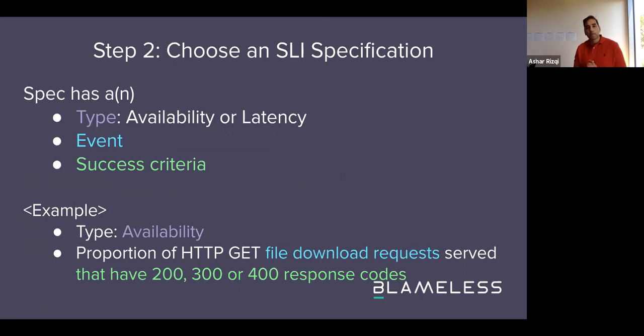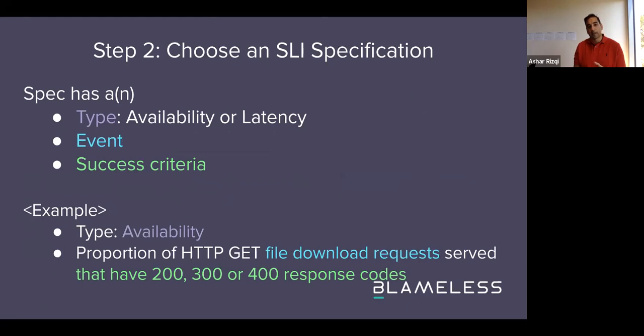Step 2: once we know what the user journey is and what our user is trying to do, how do we go into defining the specification for the SLI, right? The spec has 3 components associated with it, and we've covered some of these. The first one is the type.